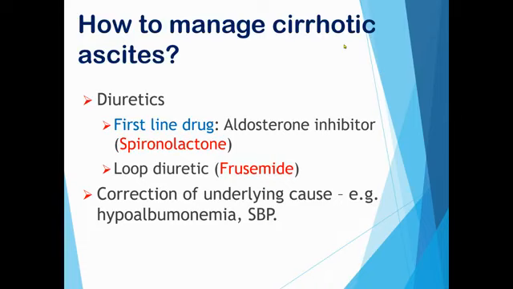Why the patient is not improving even after using those diuretics, and you will find the cause. Like it may be a cause of hypoalbuminemia. So you have to correct the albumin first. It may be a case of spontaneous bacterial peritonitis. So you treat the peritonitis first. Otherwise, the ascites will not improve adequately.